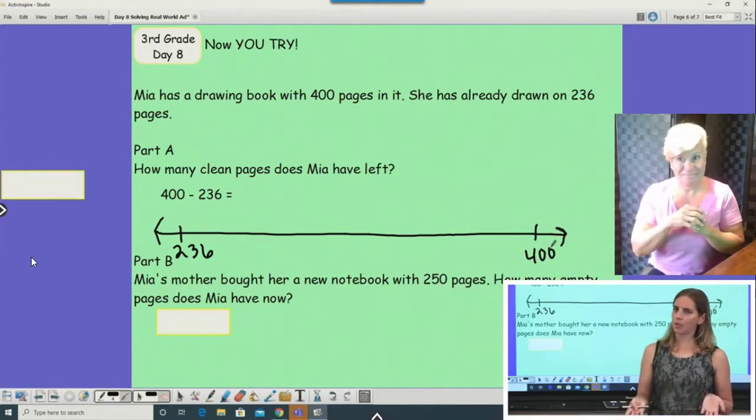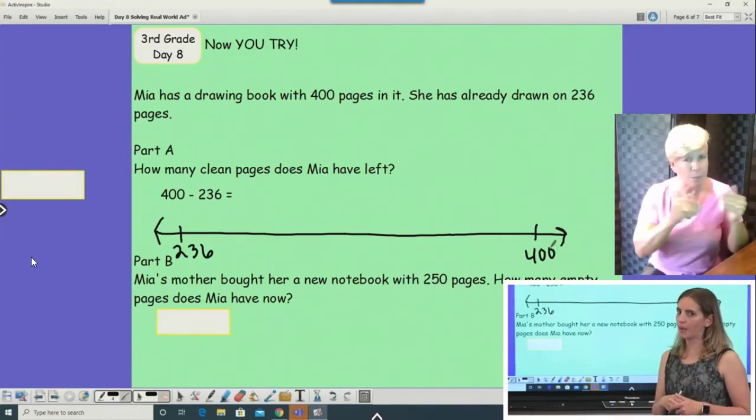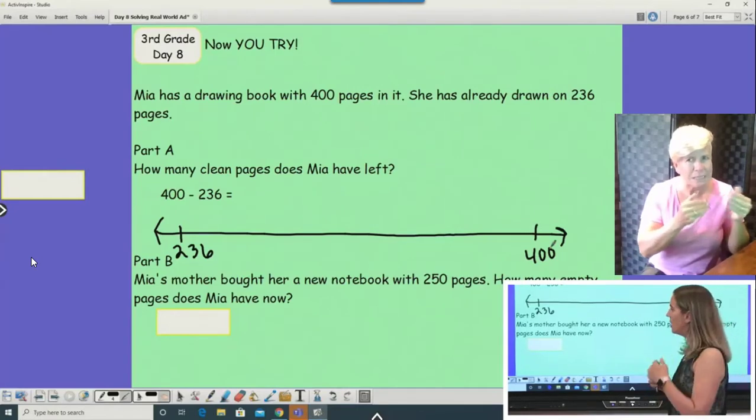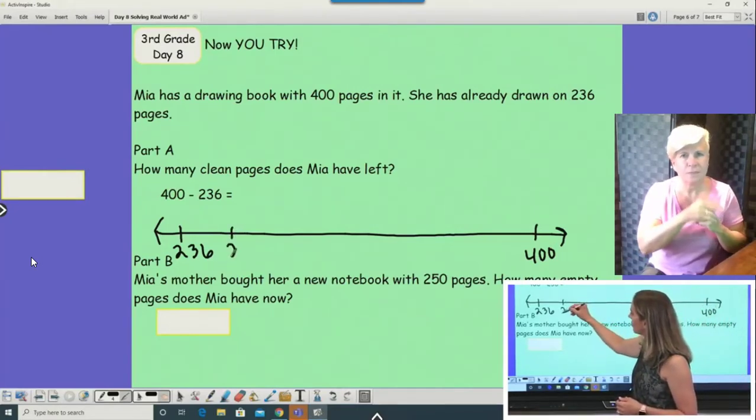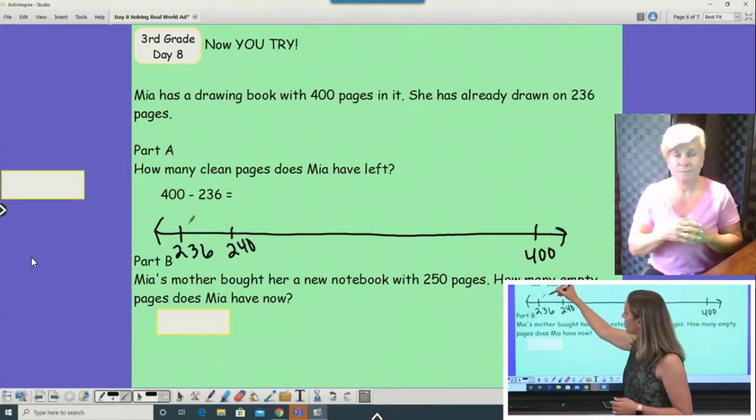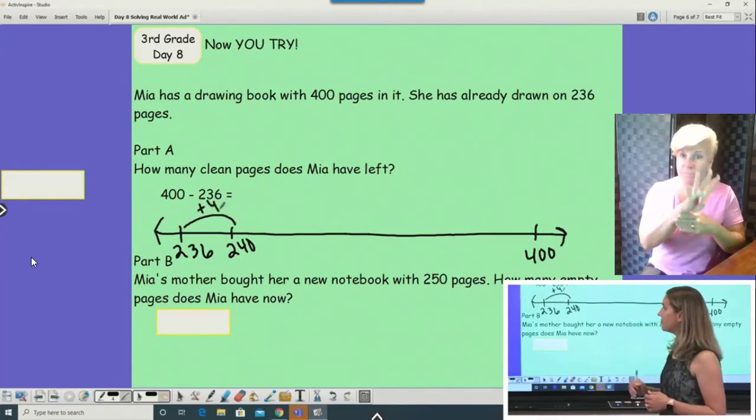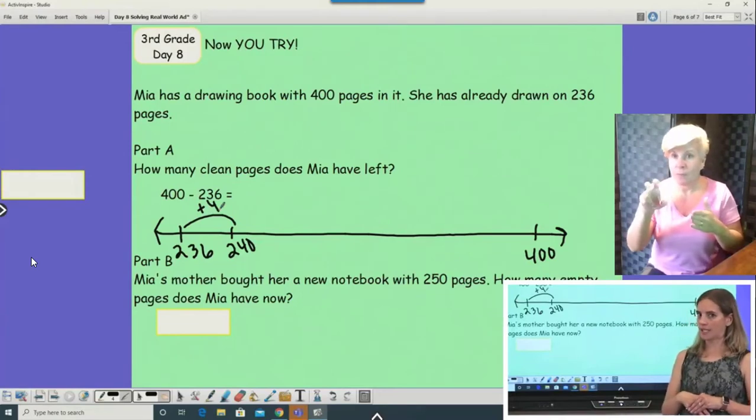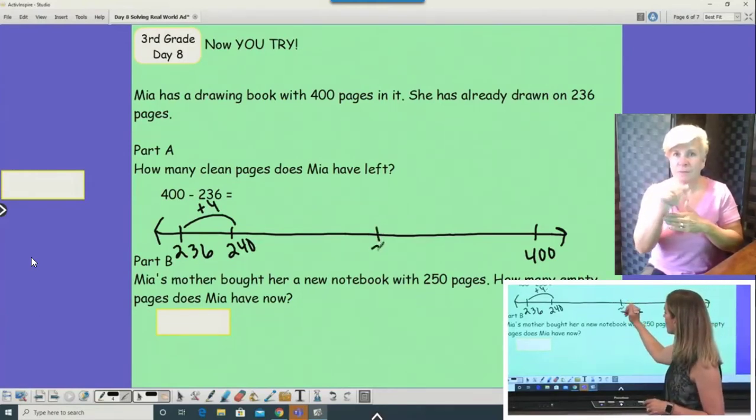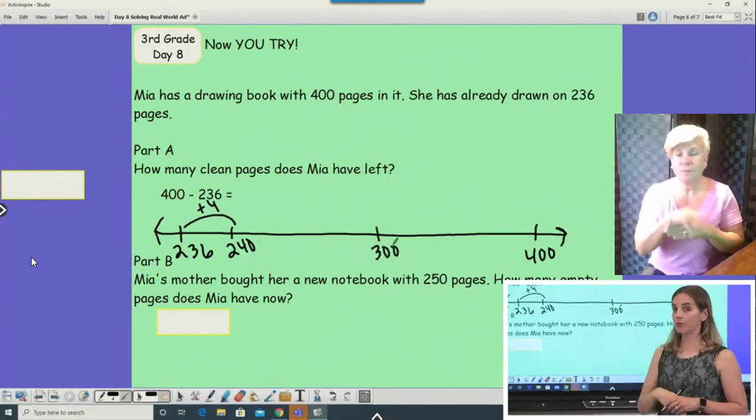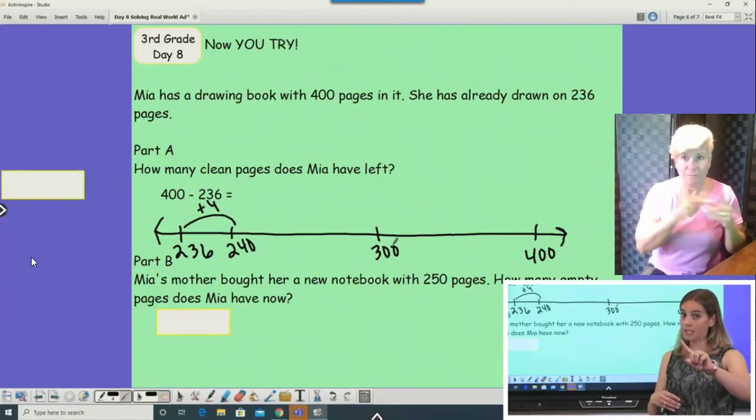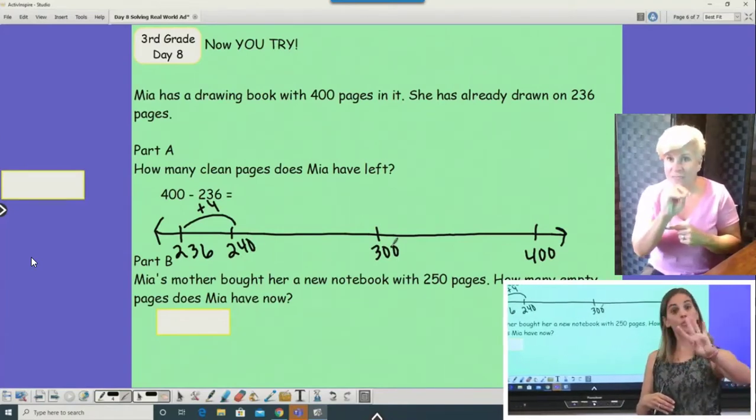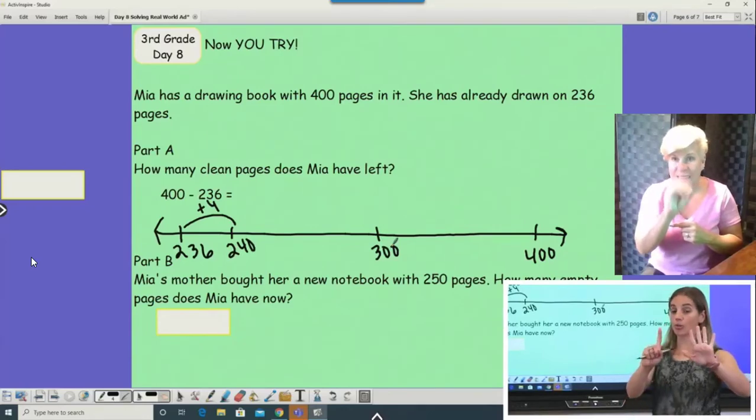Okay, 236, I want to go to my closest friendly number, so I'm going to get to that nearest 10. So I'm going to go to 240. To do that, I'm going to make a jump of 4. Now I'm going to go from 240 to 300. Let's count by 10s. Remember, I'm trying to get to 300. So 240 is where I'm starting. So 250, 260, 270, 280, 290, 300.